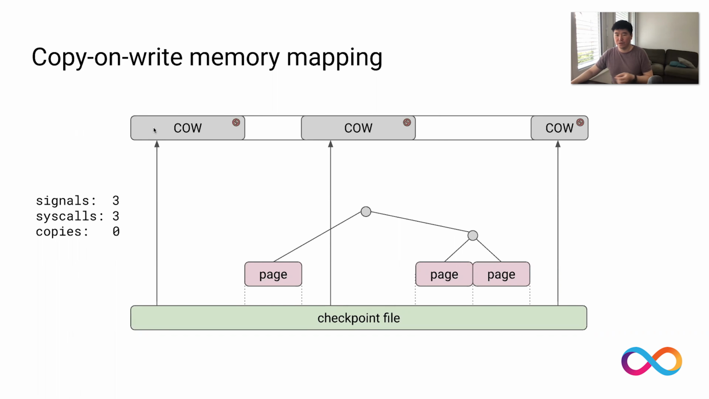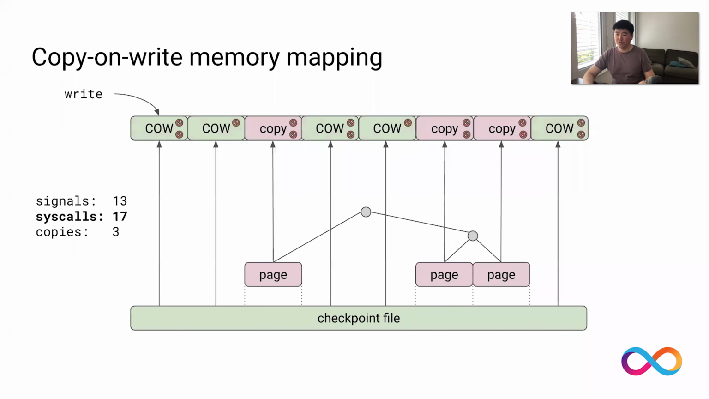But for the write accesses, we still need to keep track of modified pages, and that happens at the granularity of a page. So this optimization helps for reads, but when we do write accesses, we still get a lot of signals, one for each page, and system calls correspondingly.